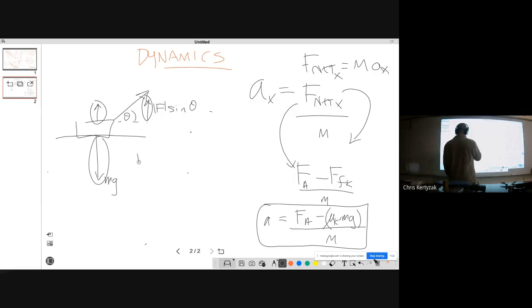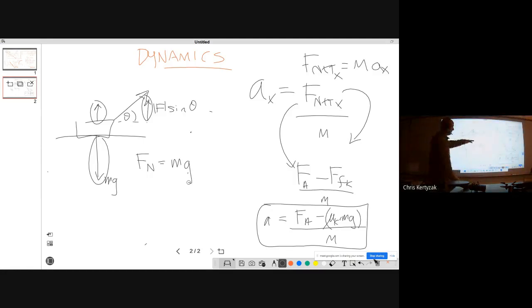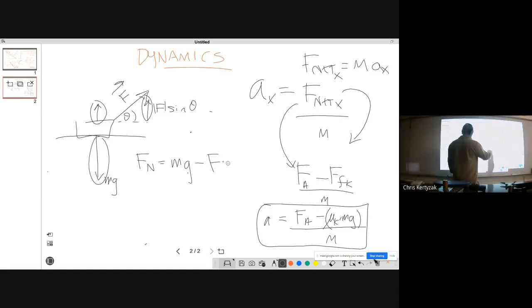But the bottom line is that the normal force would not be mg anymore. It's only just mg when it's just sitting there, or if somebody's just pushing it perfectly sideways. We're now talking about somebody that's not pushing it perfectly sideways. They're applying some force at an angle. So the normal force has to be less by how much? By F sine theta, by this amount.